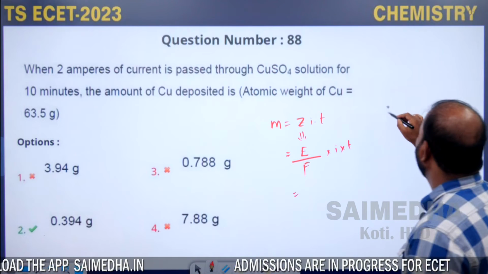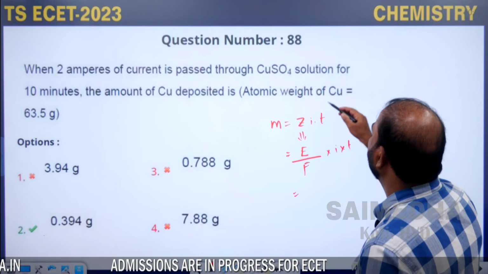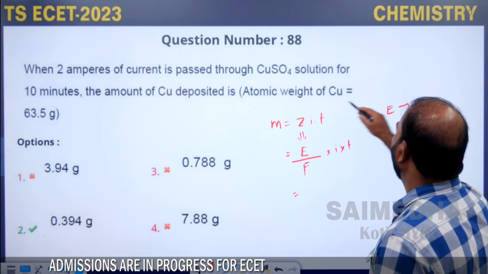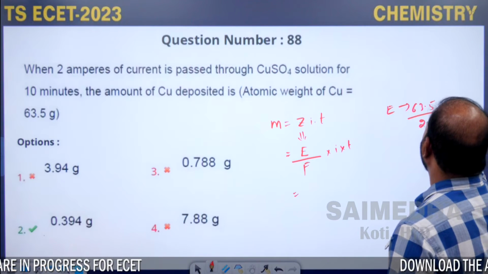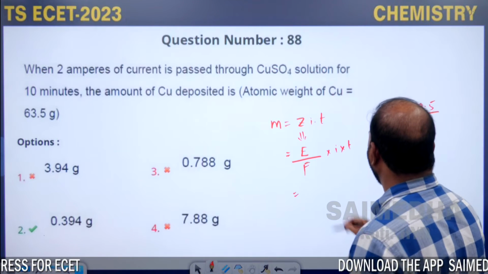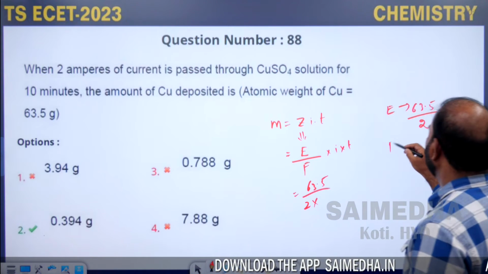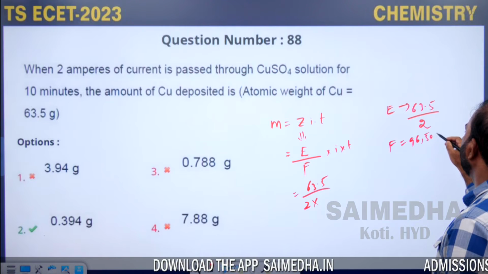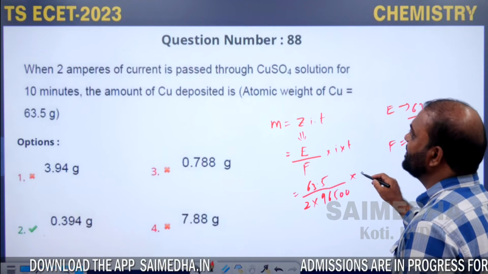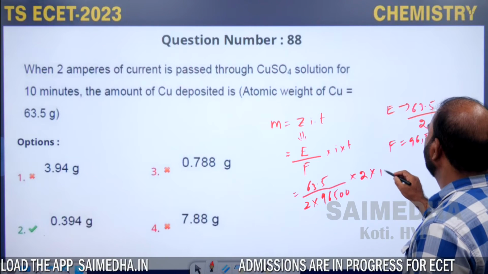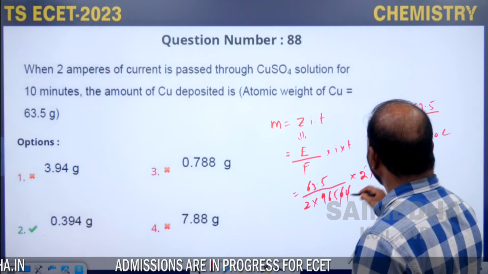Equivalent weight of copper means atomic weight of copper, 63.5, divided by its valency, which is 2. So 63.5 by 2, and the Faraday constant is generally 96,500 coulombs. So 96,500 coulombs into current, which is 2 amperes. T is 10 minutes, so 10 into 60. So 0 cancels, 0 cancels, 2 cancels here.